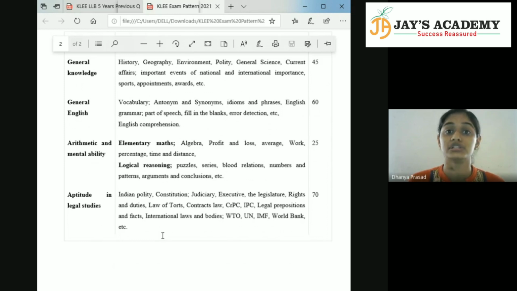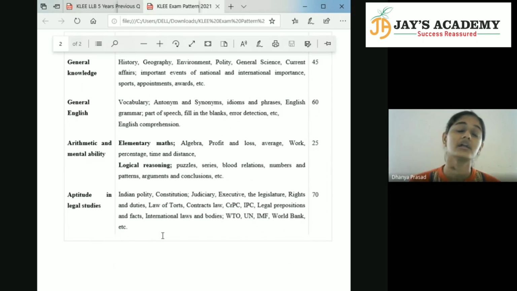the Finance Commission, the UPSC, the State Public Service Commission, the Attorney General, Advocate General. So these are some of the constitutional positions or constitutional bodies that are found in the Indian Constitution. So just have a look at them. Then judiciary, executive, legislature, that already comes under the Constitution.